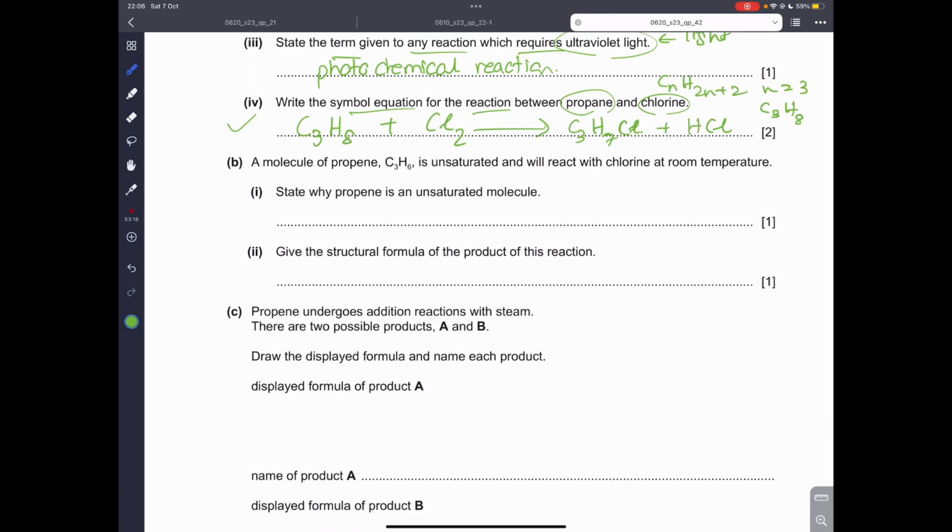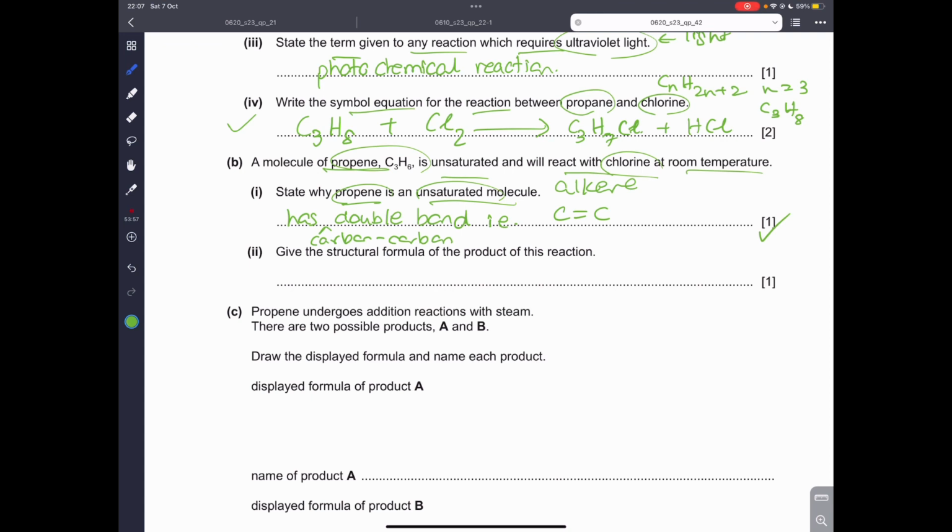Okay, a molecule of propene, which is unsaturated, will react with chlorine at room temperature. State why propene is an unsaturated molecule. It is an alkene. Why is it an unsaturated molecule? Well, this is because it has a double bond. Basically, you can write it as a carbon-carbon double bond. You can write it like that. Or you can just write that it has a carbon-carbon bond, which is not a single bond. It is also fine, whatever you want.